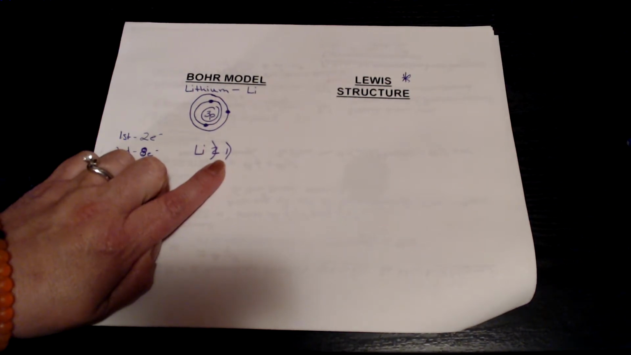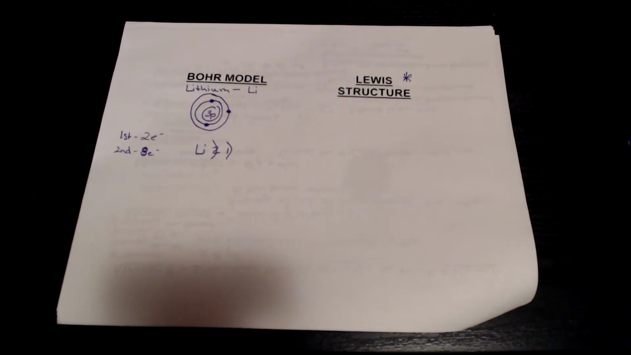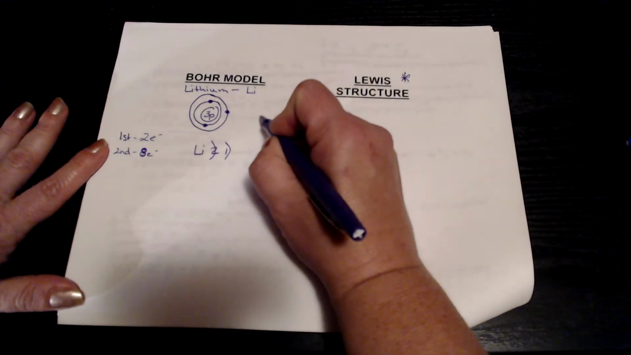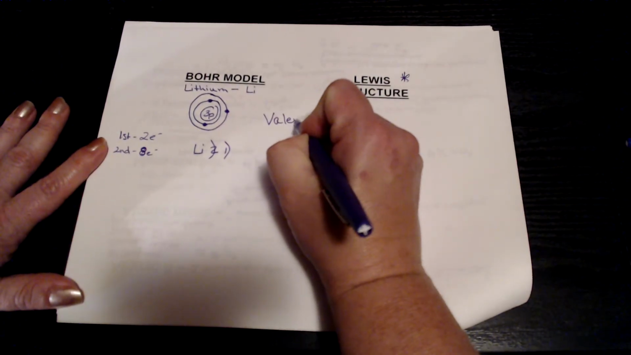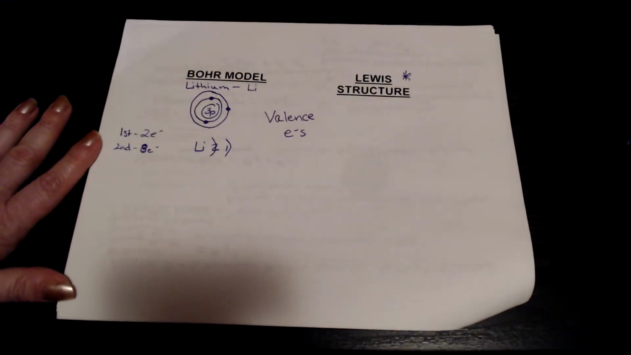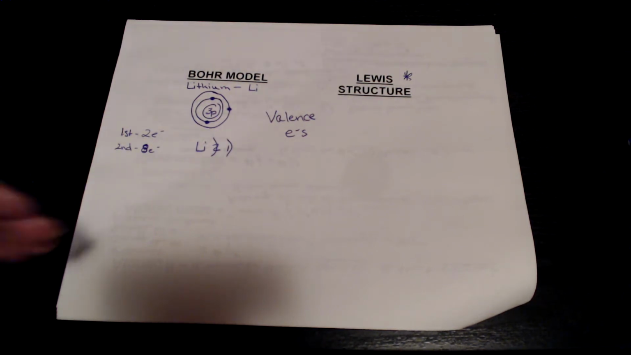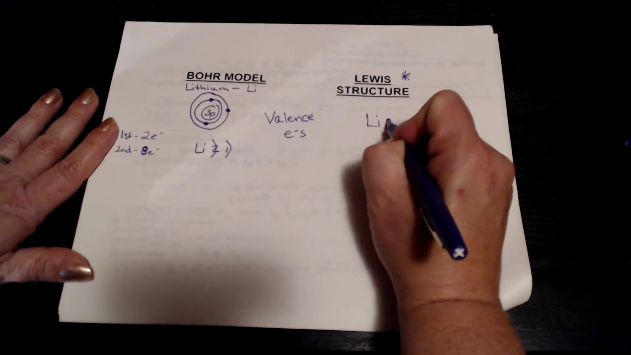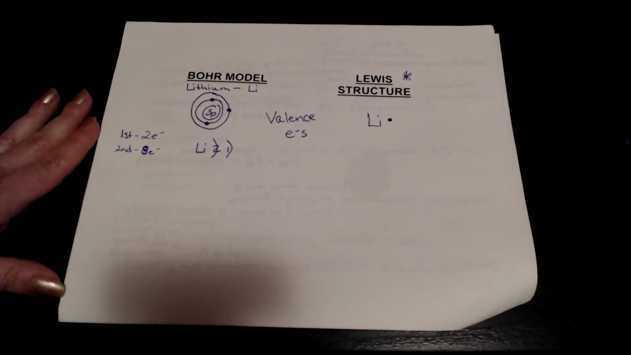Now, like I said, I much prefer Lewis structures myself. Another guy comes along, he says, listen dude, the only thing that is really important to us is the electrons that are in that outermost shell, called valence electrons. And if those valence electrons are the only thing that's really important to us, then why not just draw the valence electrons?